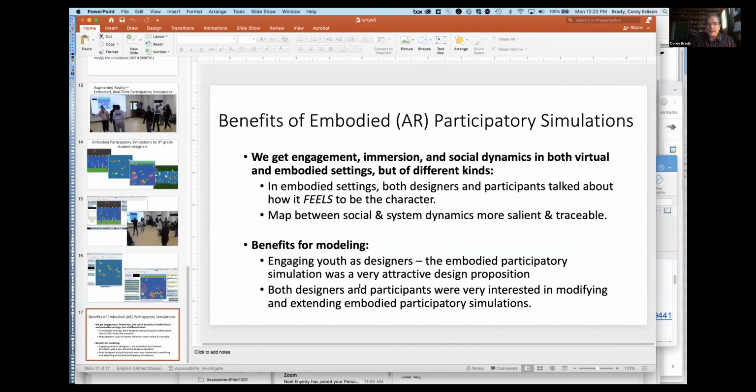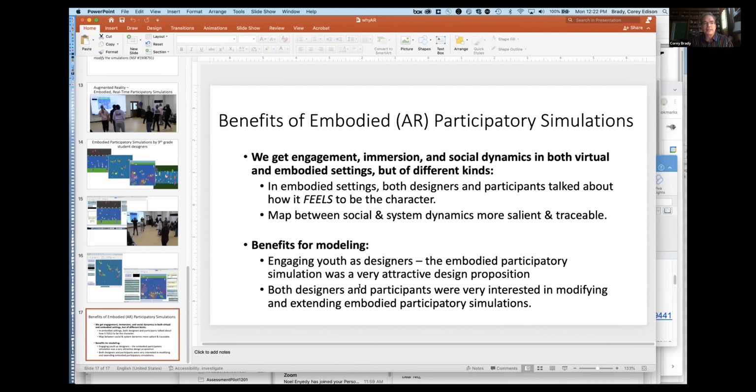So that's a quick sweep, but at each one of those steps, it's not like I've left behind any of those ways of interacting with agent-based models, but they have really different benefits. The engagement and immersion and social dynamics of the augmented reality case are really different. They're not better, but they're just different. The designers spent most of their time really focused on how they could create a feeling in their participants, what it would feel like to be the character in the different settings.